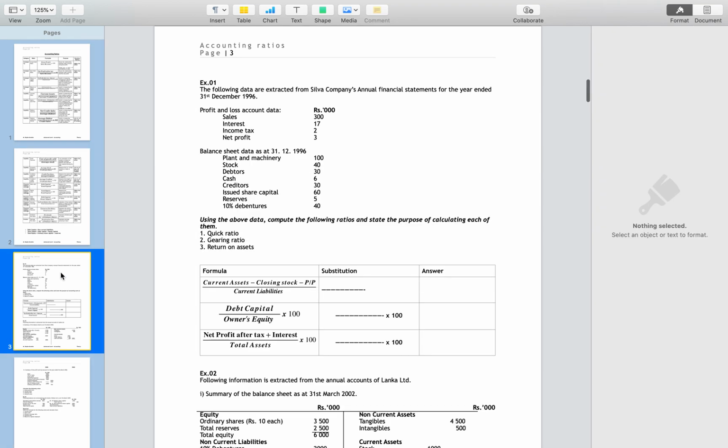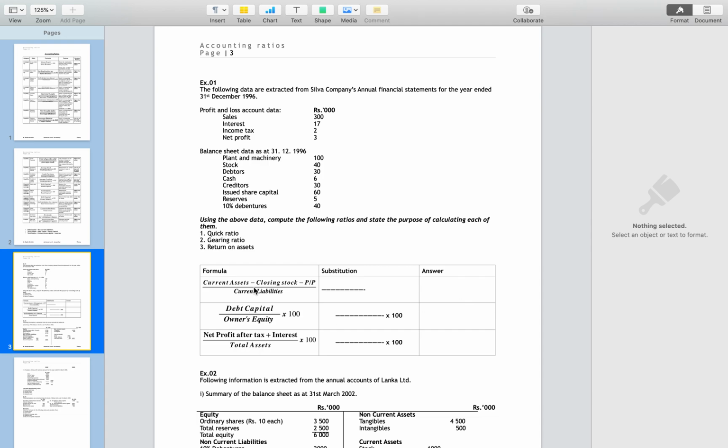So question number one is a very small and simple question where they are asking you to calculate three ratios: quick ratio, gearing, and also return on assets. The first thing you have to do, in your writing book, is draw a table which has three columns just like this on the screen: formula, substitution, and the answer, right?